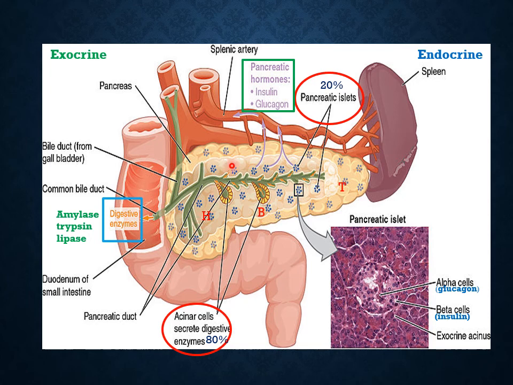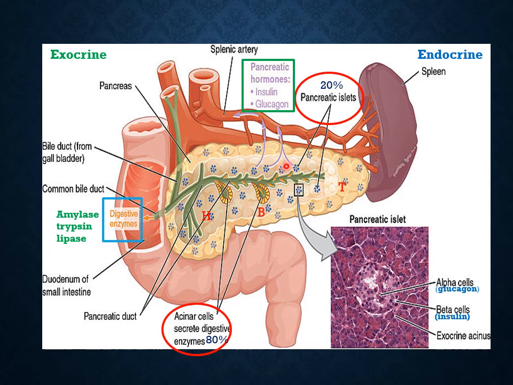There are two types of cells in the pancreas, the exocrine and the endocrine. The exocrine glands occupy 80% of the cells, and these are the acinar cells which secrete the digestive juice. These digestive juices contain amylase, trypsin and lipase. Together they are known as the digestive enzymes, and these are carried into the main pancreatic duct, which runs through the body throughout the length of the pancreas, and it enters into the second part of the duodenum as the ampulla of Vater after being joined by the CBD. Therefore, the digestive enzymes are secreted into the second part of the duodenum.